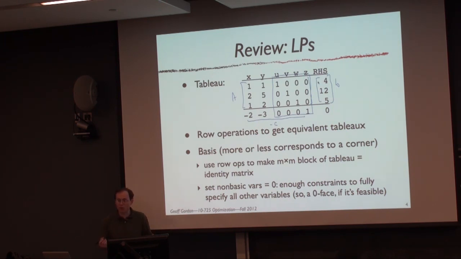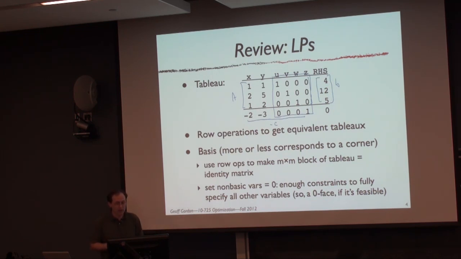And the reason I say more or less is that, well, it can happen that a basis results in something infeasible. So it's a corner, an intersection of the appropriate number of constraints, but it's outside the feasible region. And it can also happen, we'll see later today, that two different bases correspond to the same physical corner. And that's called degeneracy, and we'll get into that in more detail later.